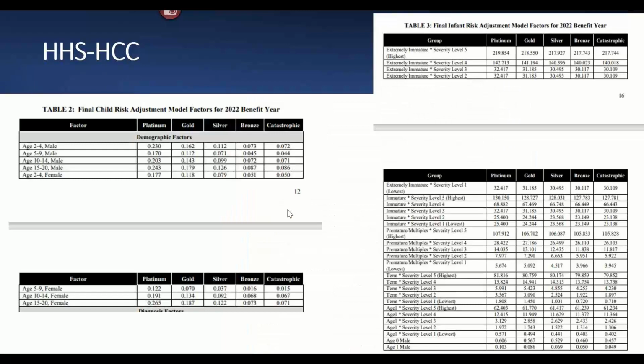Now, again, this is kind of a busy slide, but I included a lot of things for the pediatricians because they all get risk factors for age 2 and above through age 20 for male and female. But it's the infants where most of the cost is, and this is where most of the breakdown is. There are 25 different categories. There are 5 categories of immaturity, from extremely immature to immature to premature to term to age 1. And then there are 5 levels of severity with other diagnosis codes.